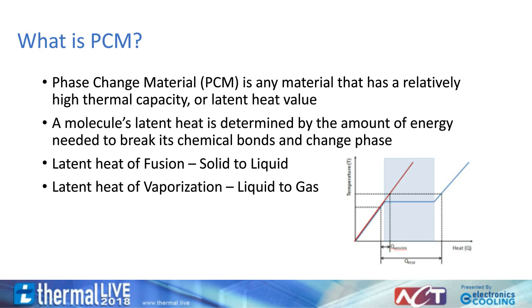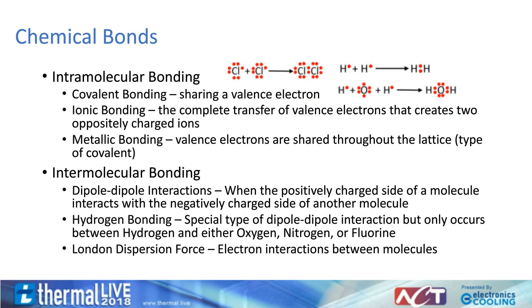Now, let's break down the bonding to determine what gives a molecule or element a higher latent heat value than others. There are two types of molecular bonds, intramolecular bonds and intermolecular bonds. Intramolecular bonds are created within the molecule. Covalent bonding is a type of intramolecular bond.